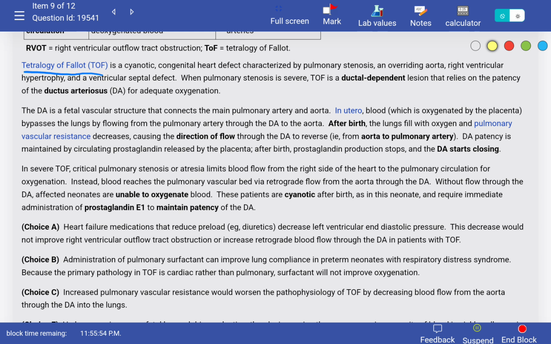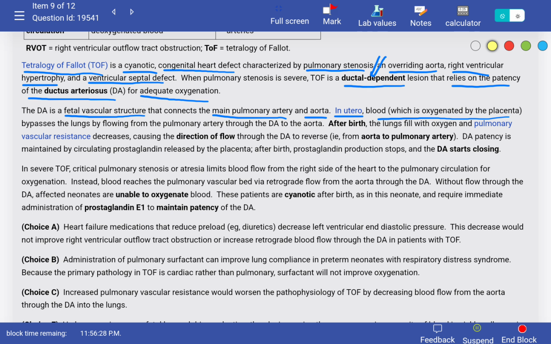Tetralogy of Fallot is a cyanotic congenital heart defect characterized by pulmonary stenosis, overriding aorta, right ventricular hypertrophy, and VSD. When pulmonary stenosis is severe, tetralogy of Fallot is a ductal dependent lesion that relies on the patency of the ductus arteriosus for adequate oxygenation. The ductus arteriosus is a fetal vascular structure that connects the main pulmonary artery with the aorta. In utero, blood which is oxygenated by the placenta bypasses the lungs by flowing from the pulmonary artery through the PDA directly into the aorta, right?